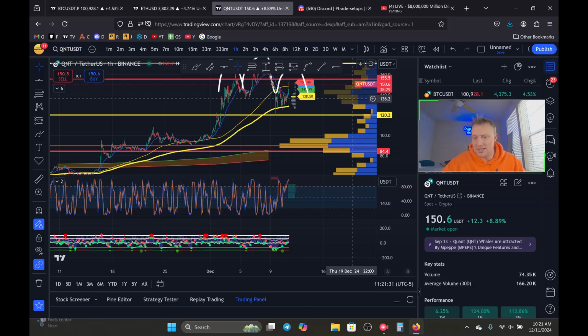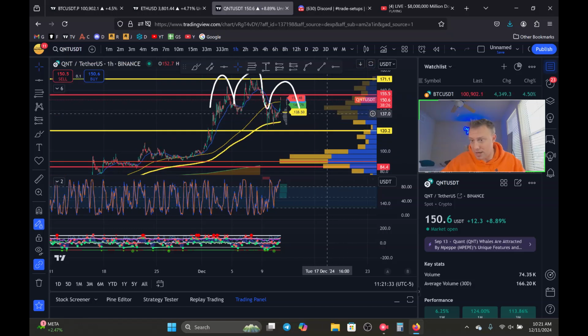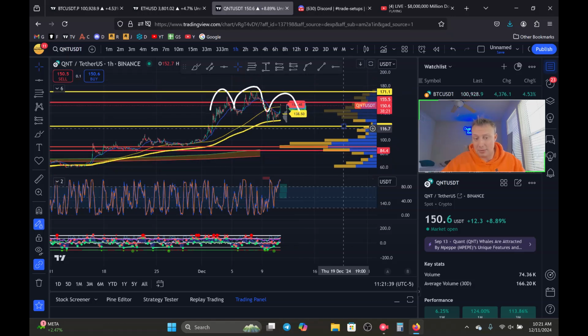But that's what I'm looking at. So Quant short term, if you don't break 155, we'll say 156. If Quant does not break 156, I see a head and shoulders pattern breaking you at least to 120, and then probably even lower than that.